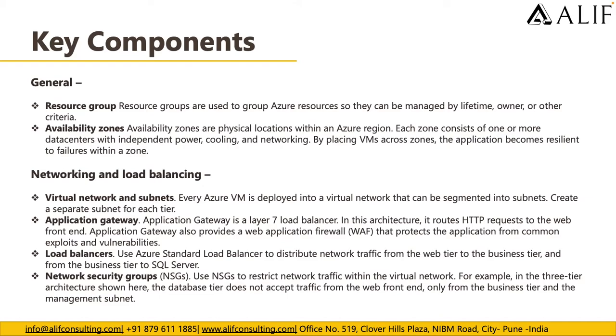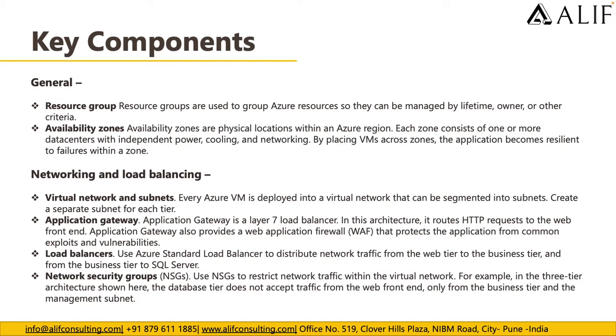An Azure region can have up to 3 availability zones, and they will have their separate facilities like power, cooling, and networking. By placing the VMs across the zones, the application becomes resilient to the failure of a single zone.